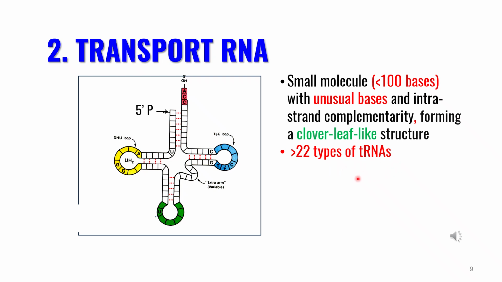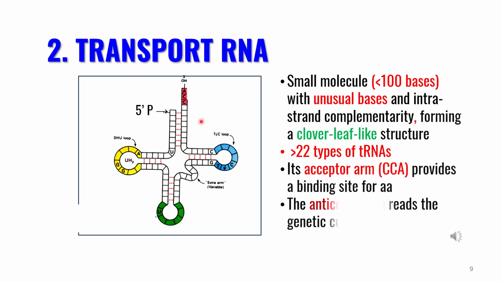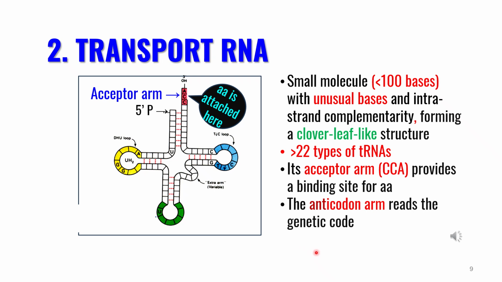There are two important sites which you have to remember with respect to translation. The first one is the acceptor arm, where the amino acid is loaded and carried to the site of translation. And the second is a very important site, which is a reader arm known as the anticodon arm. This is to read the genetic code encoded in the form of messenger RNA.